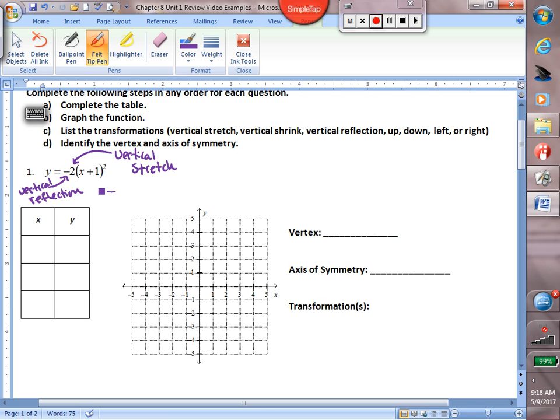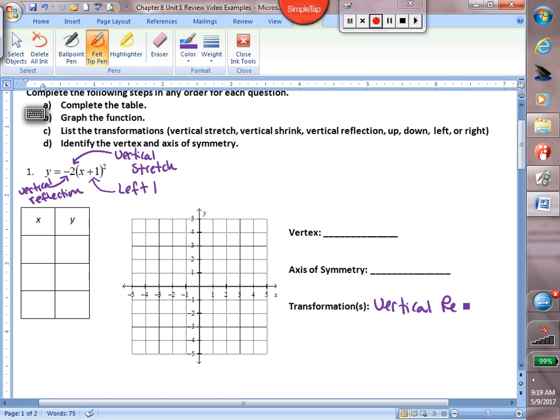Next we have +1 inside the parentheses. +1 inside the parentheses, remember, is going to go the opposite of what we think. This will actually go to the left one. I know when we see plus, we think it's positive. It should go a positive direction, which would be right. But we've graphed these many times, and we've shown ourselves that the plus inside the parentheses actually causes our graph to move left.